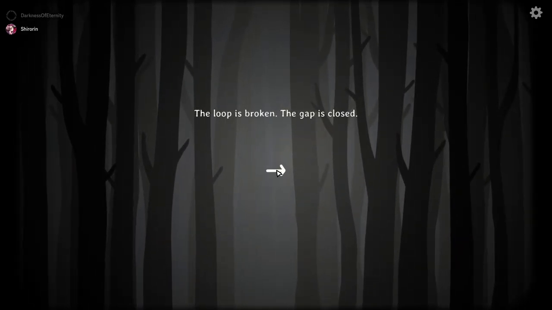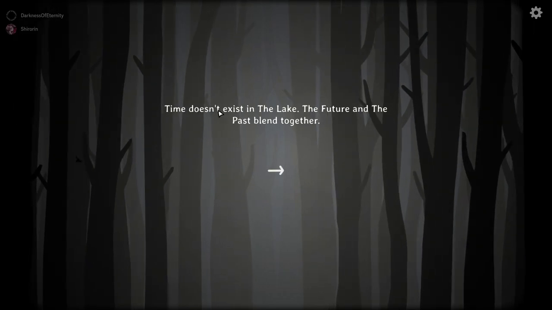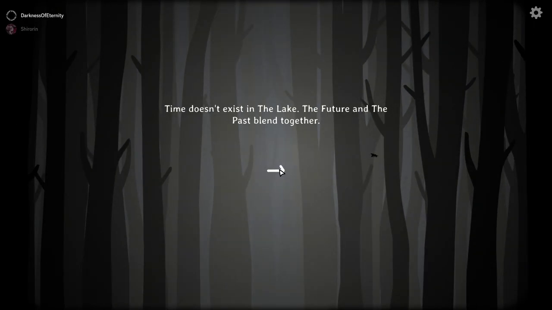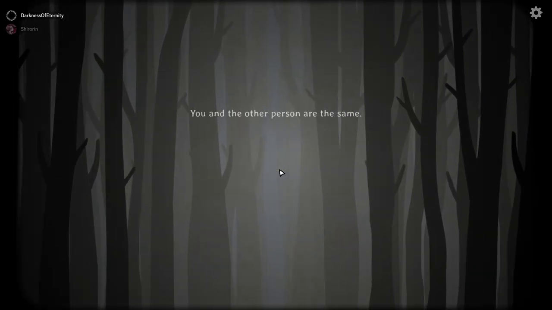The loop is broken. The gap is closed. You and the other person are the same. Both belong to the lake.